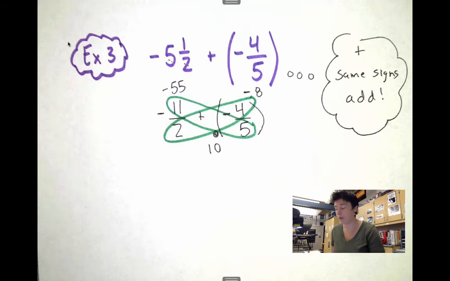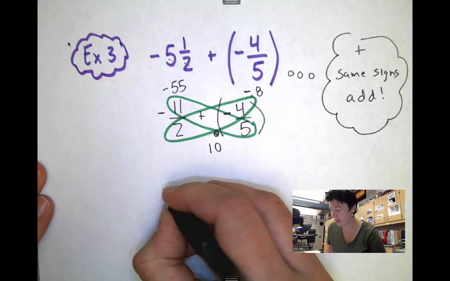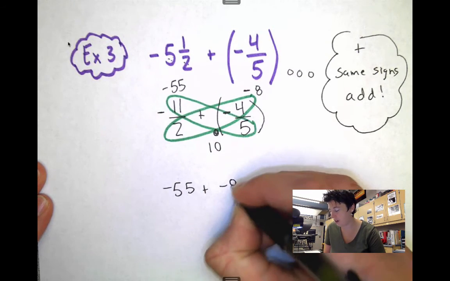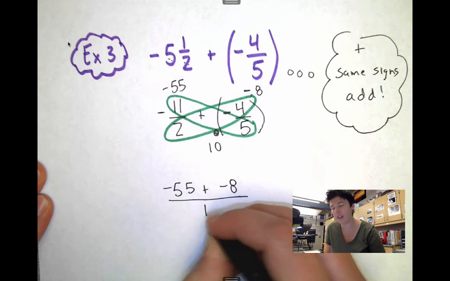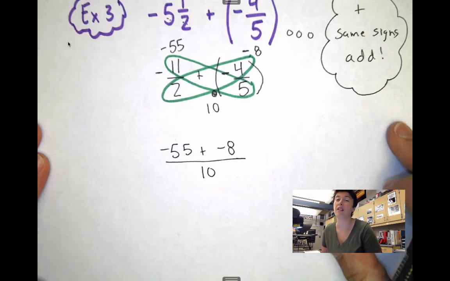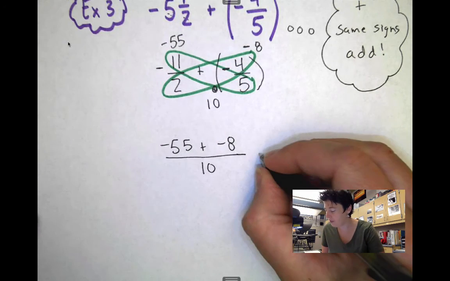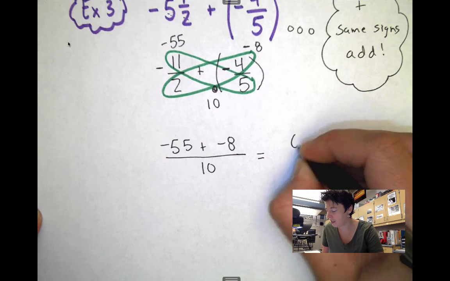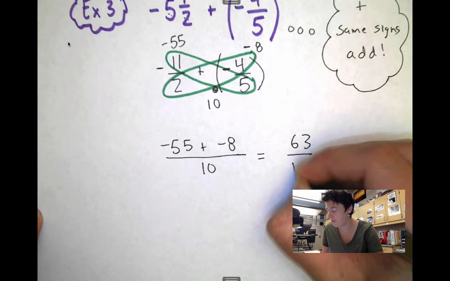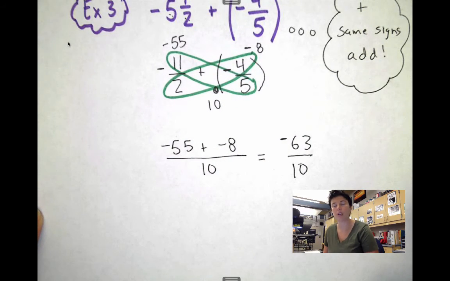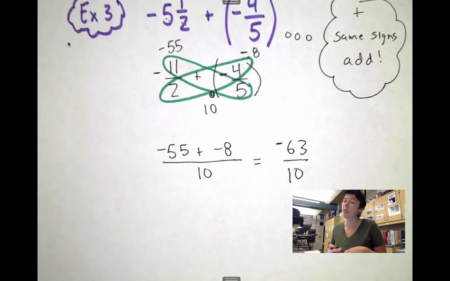All right, so basically I have a negative 55 plus a negative 8, all over, now my common denominator is 10. And because they are the same signs, I know addition is what I'm going to do. I'm going to do 55 plus 8. So 55 plus 8 is 63 over 10. And these are both negatives, so is the 63. So I get negative 63/10, which really is an answer, but I can simplify it.